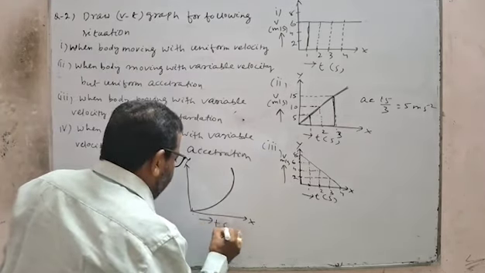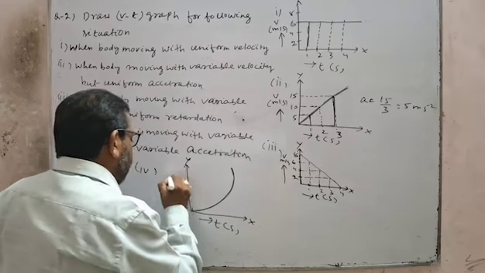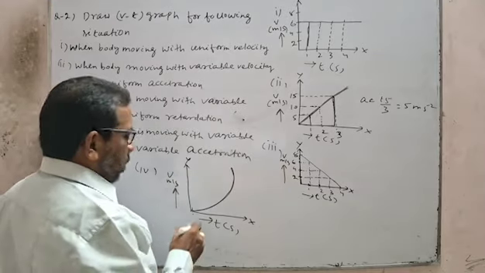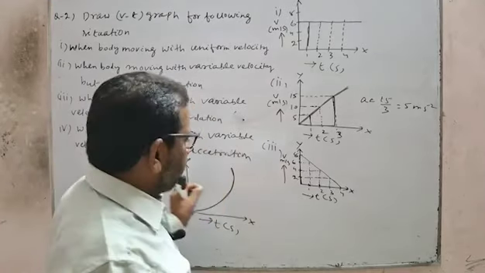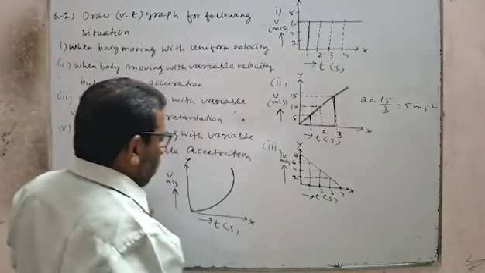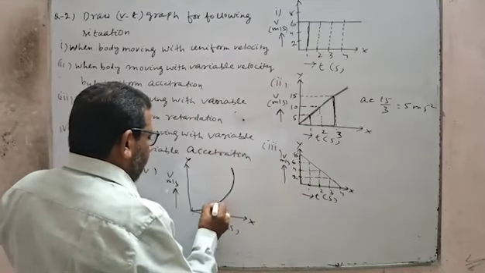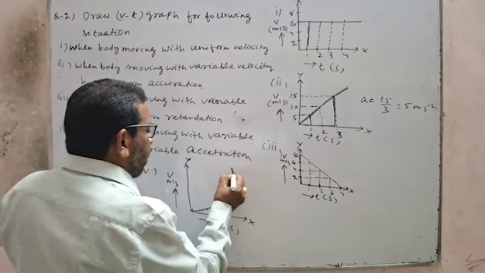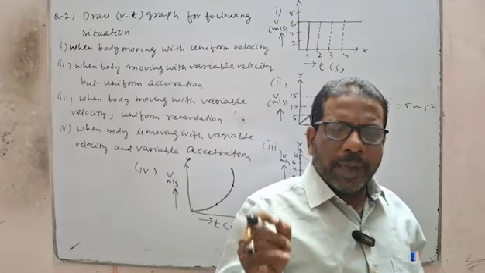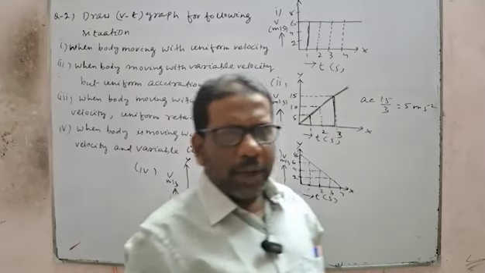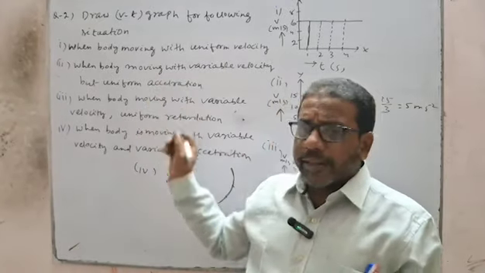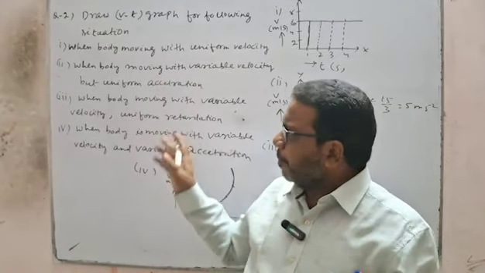We will take time along the x-axis and velocity in meter per second along the y-axis. Here, velocity does not remain constant and acceleration also does not remain constant. At various points, the acceleration becomes different. So, this graph shows variable velocity and variable acceleration. Now we know how we can draw the dt graph and vt graph for various conditions.